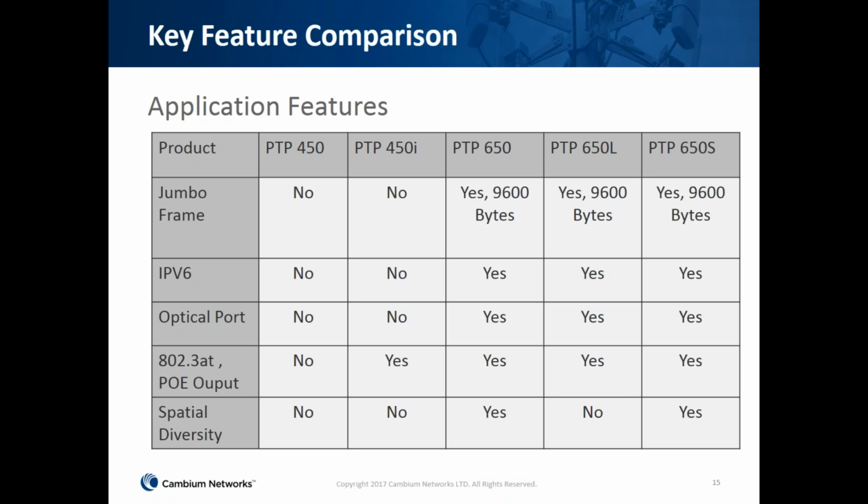And then spatial diversity is a special application where I'm going to try to make a link work across a wide expanse of water or a desert or a flat surface. Spatial diversity, which can be modeled in our link planner software, is available on the 650.